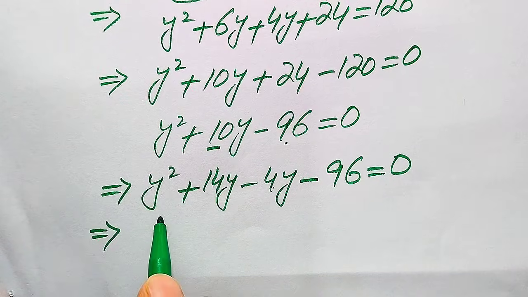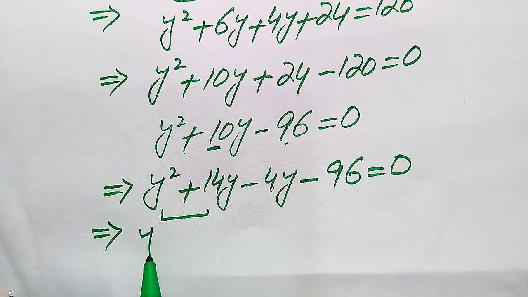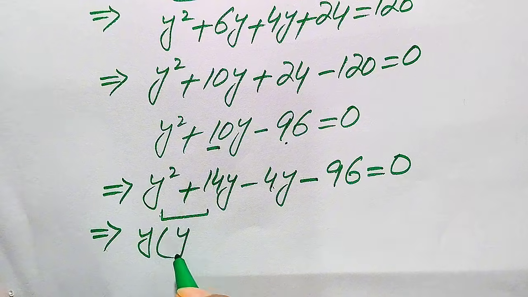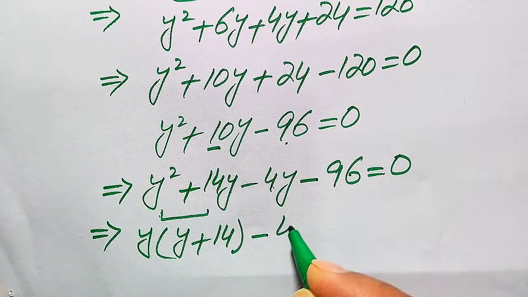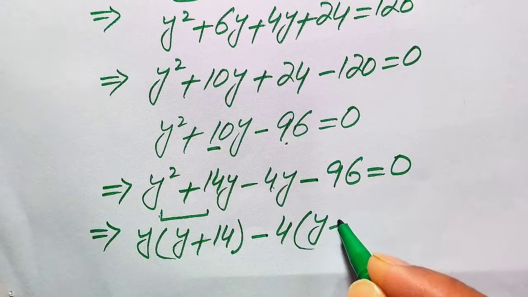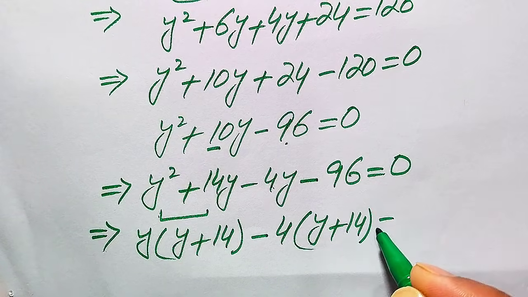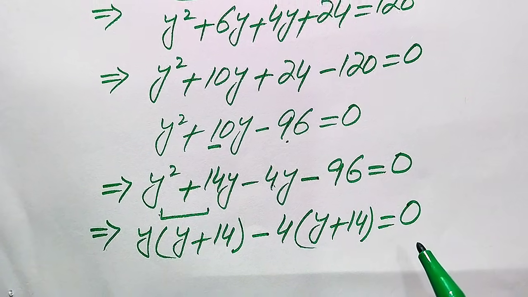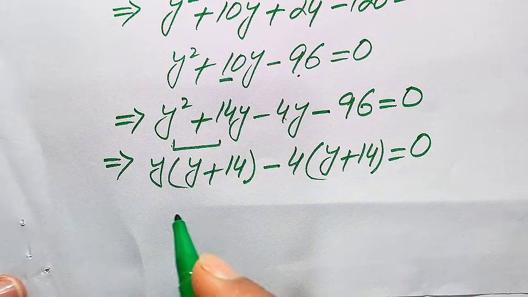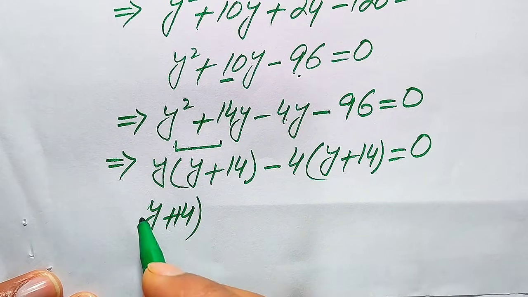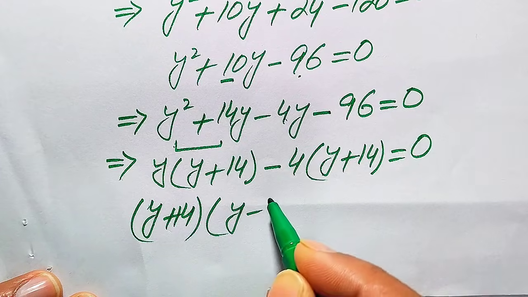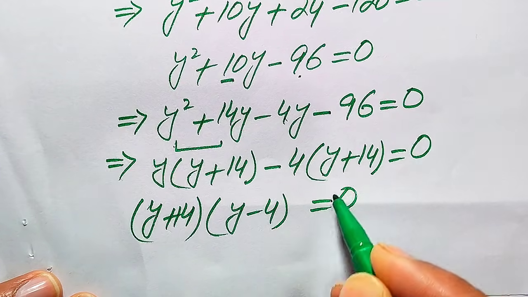In the next step, you see here from the first two terms we have y as the common value, where when you take common y we get the remaining values y plus 14, minus, here we take common 4 and we get the remaining values y plus 14, and this whole equation is equal to 0. And now here we take common y plus 14, and we get the remaining value y minus 4 equals 0.